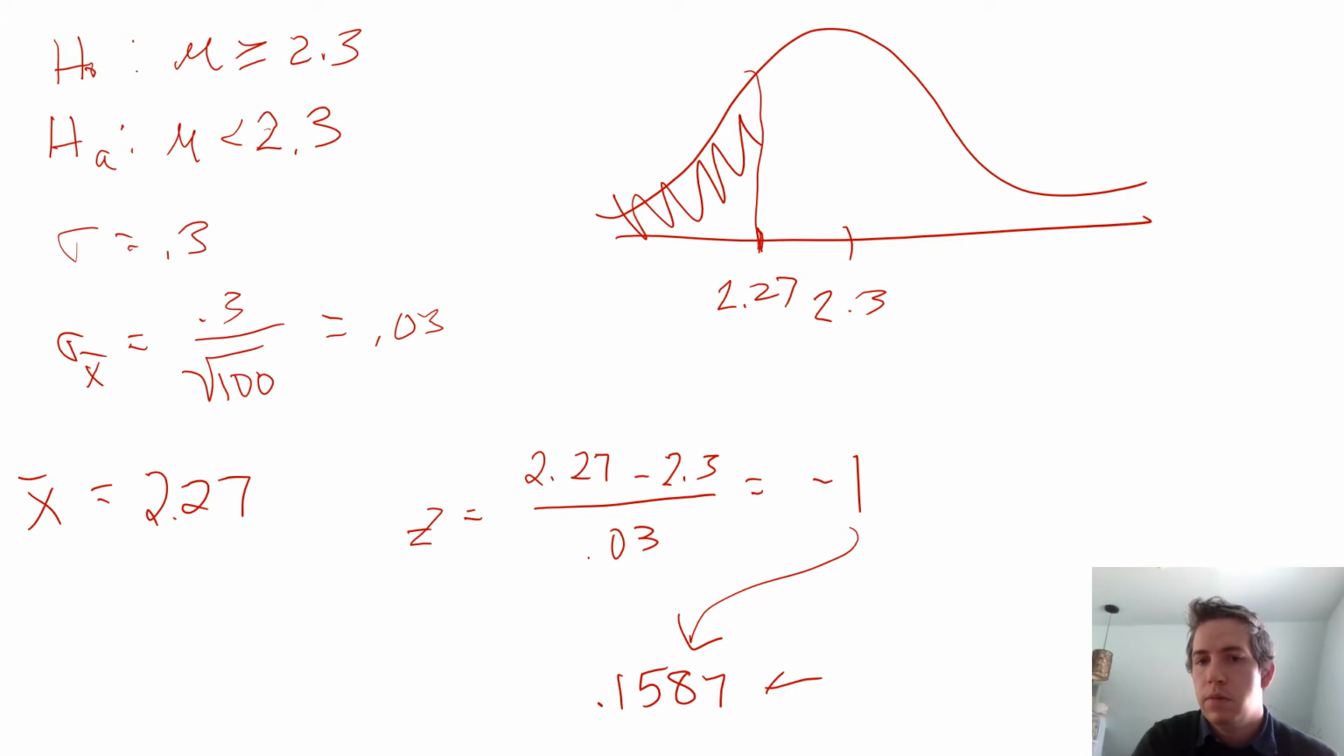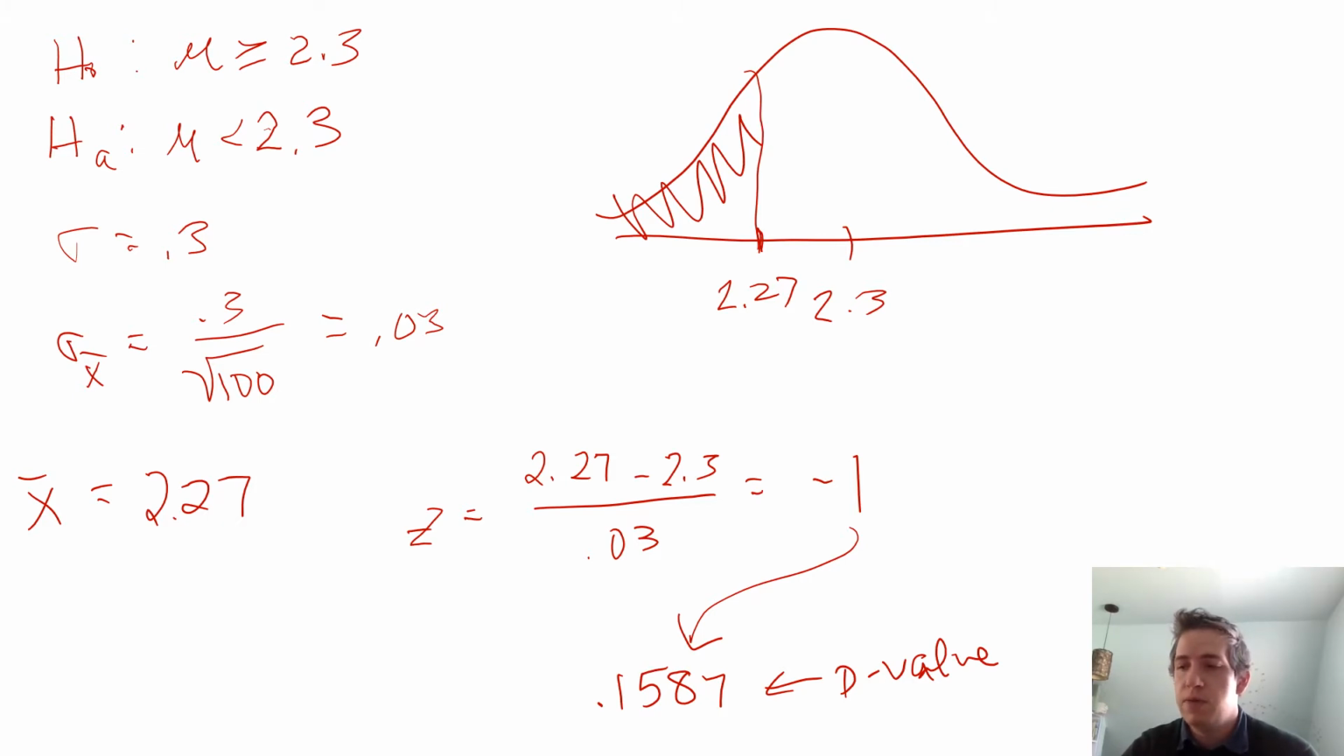That's my p-value. Again, this is the probability that I got something as low as 2.27 or lower, assuming that the null hypothesis is true. So there's a 15.87% chance that I would have gotten 2.27 or lower, assuming that the actual average size of oranges is 2.3 inches. It's not likely, but it's not ridiculous to think that that occurred, given it's 15.87%. So this is not strong enough to reject that null hypothesis, because the null hypothesis could be true.